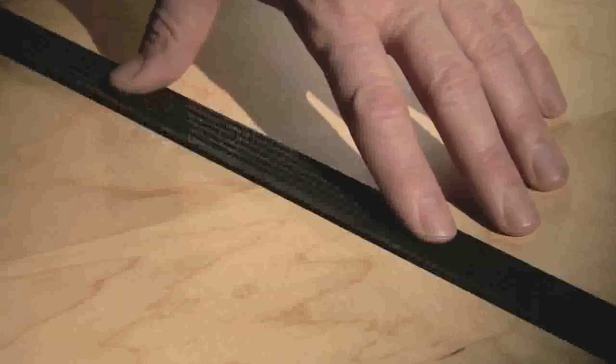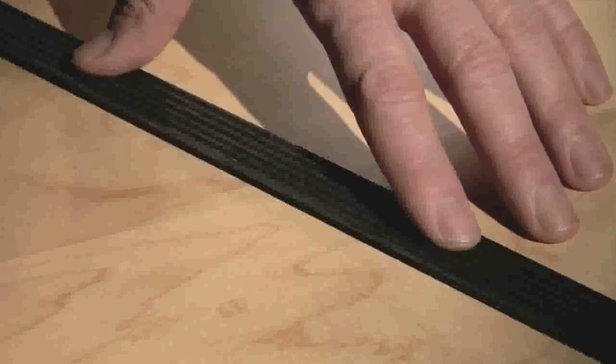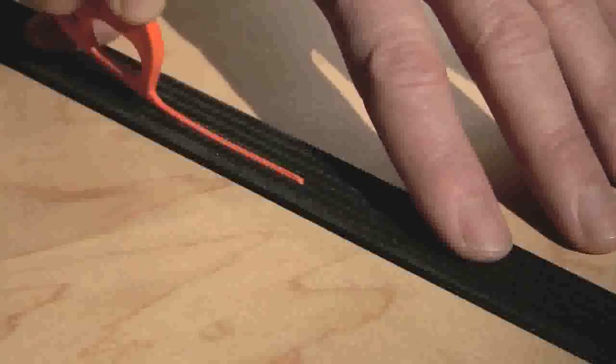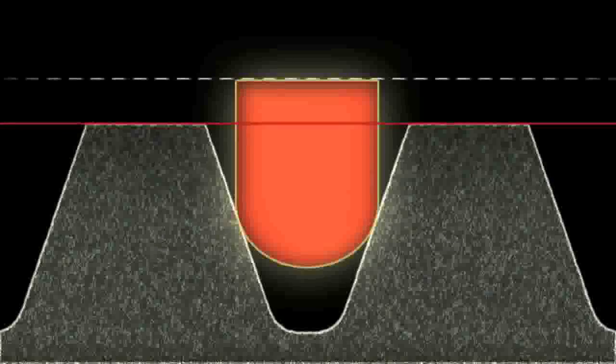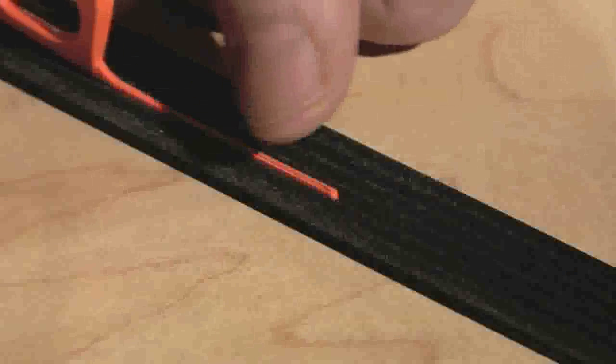If the belt is off the engine, place it on a flat surface, ribs up. Insert the gauge pin into one of the rib valleys. If the belt is good, the gauge pin will sit higher than the ribs. You can confirm this visually or with a fingertip.